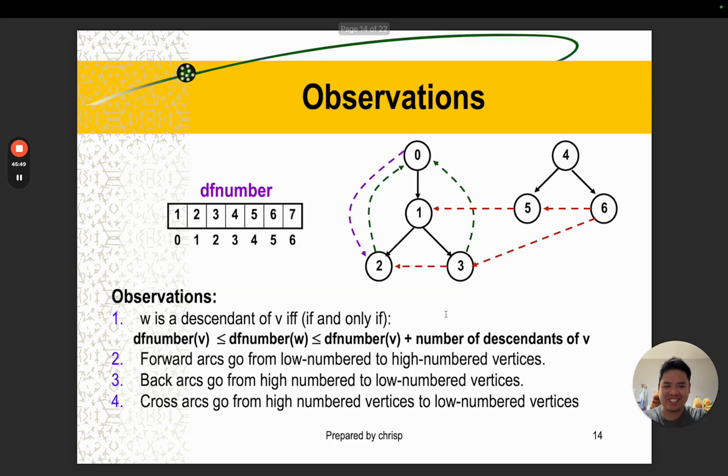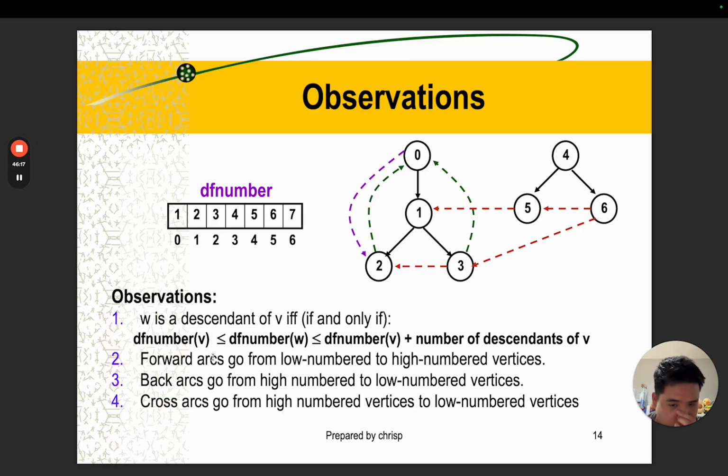Sorry. These are some of the observations. For observation 1, W is a descendant of V if and only if the DF number for V is less than or equal to the DF number of W, which is less than or equal to the DF number of V plus the number of descendants of V. Just trust that this statement is always true. This will make more sense.